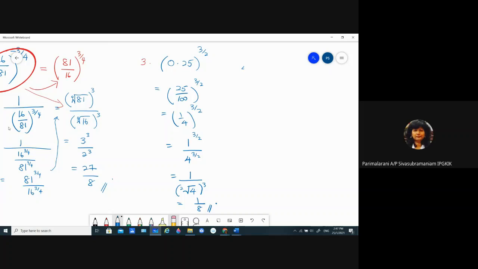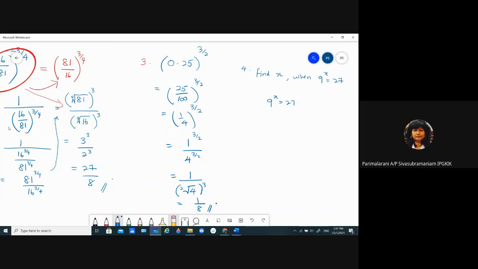Okay, so question 4. Find x when 9 to the power of x is 27. When you see an exponent here, try to change everything to the form of power, okay? So we have 9 to the power of x is 27.